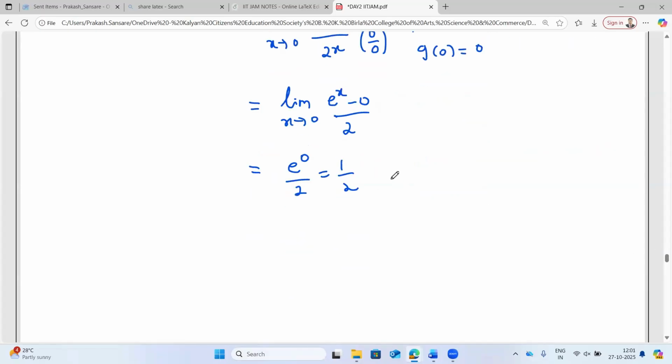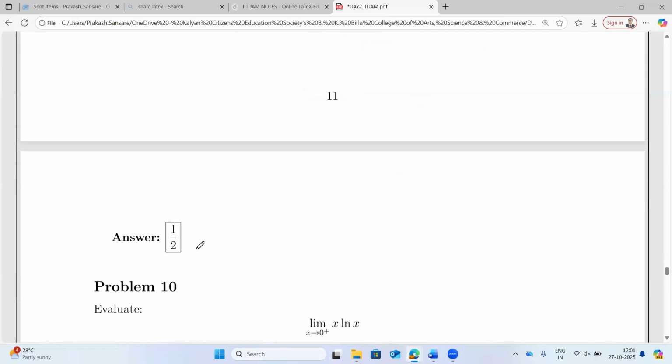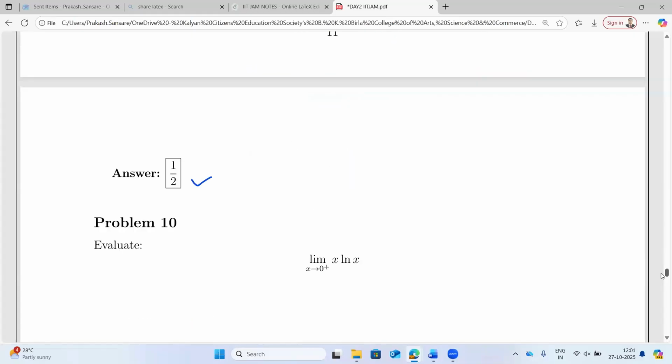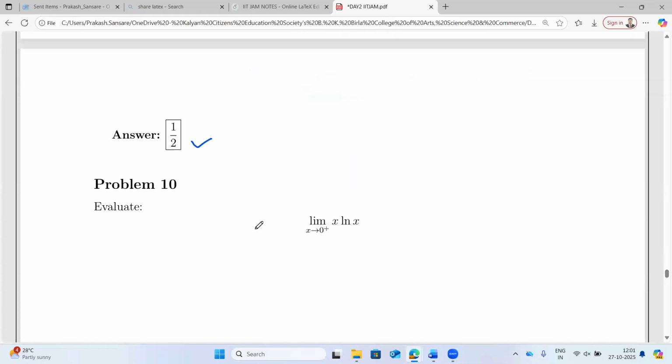Is it okay? Yes, sir. I have not written a detailed answer here. Maybe this time I will save this file and share it, so you will not get the answer. Straight away I have written half.